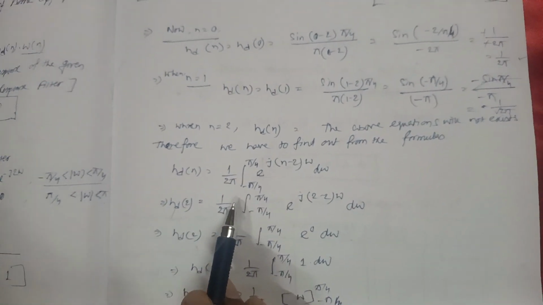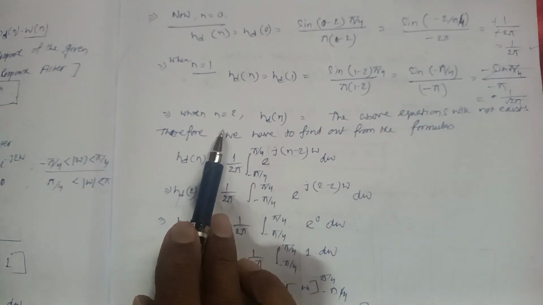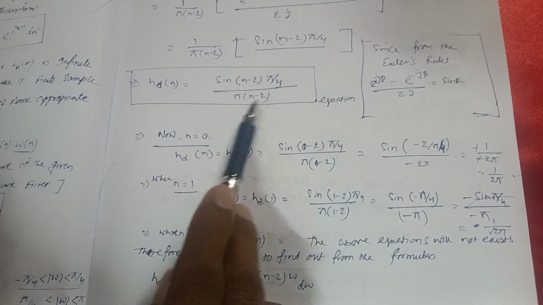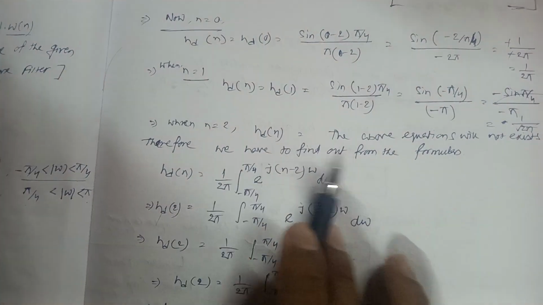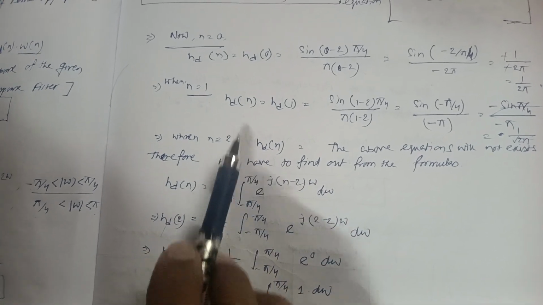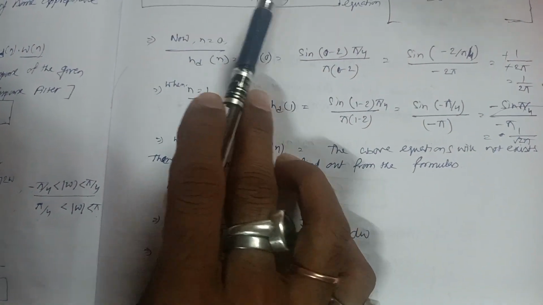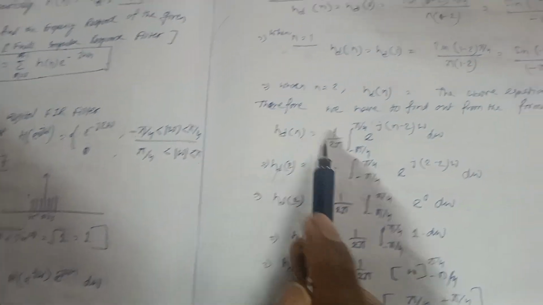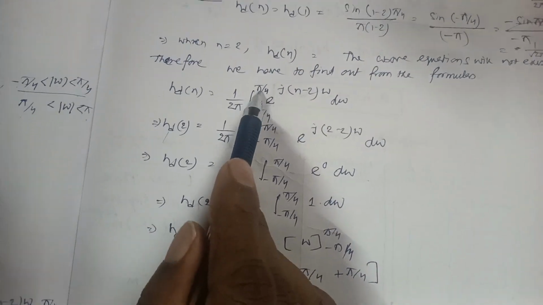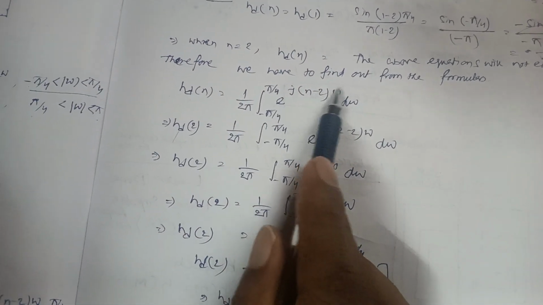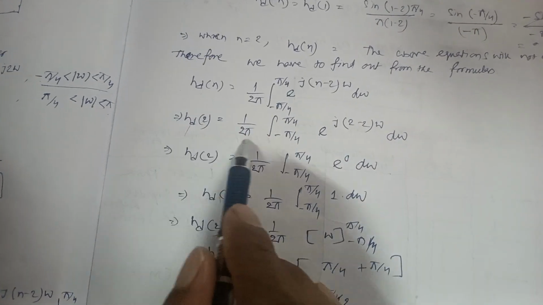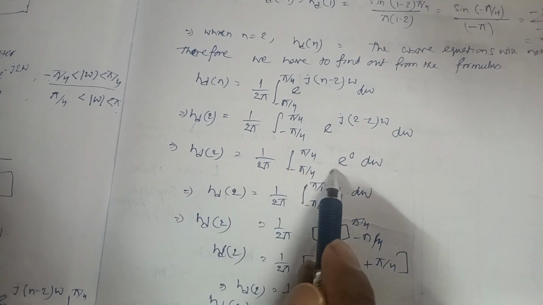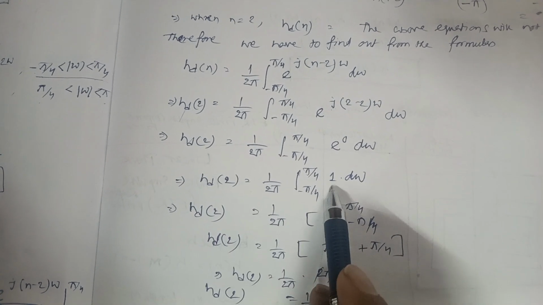But if I take n equals 2, the denominator n minus 2 is 0, so the whole thing will not exist. We cannot put the value n equals 2 here, so we have to go back to the formula: hd of n equals 1 by 2 pi, integration from minus pi by 4 to pi by 4 of e to the power j into (n minus 2) omega d omega. If I put n equals 2 here, we get e to the power j into (2 minus 2), which is e to the power 0, so finally we get 1 into d omega.